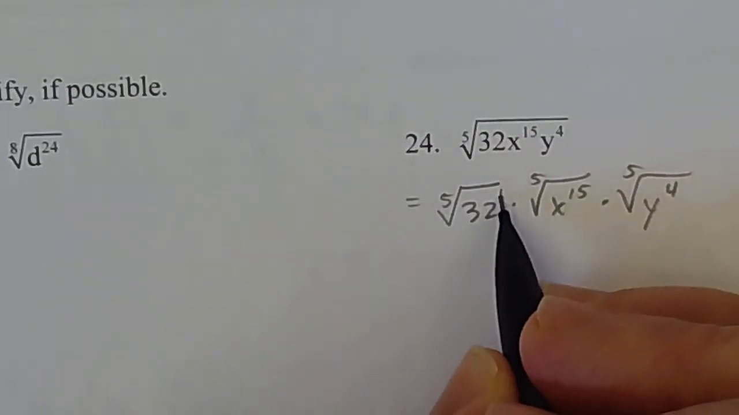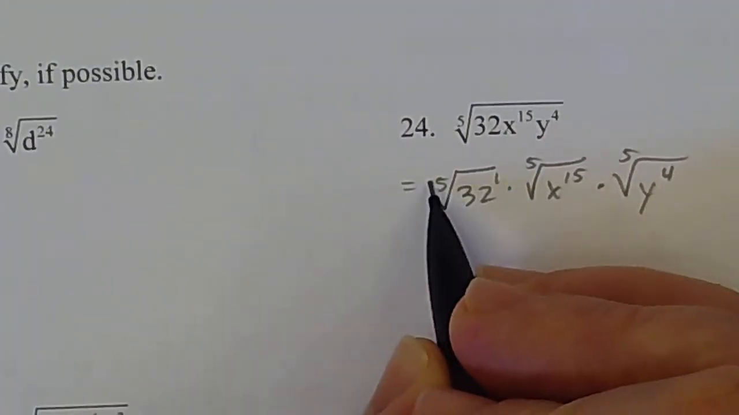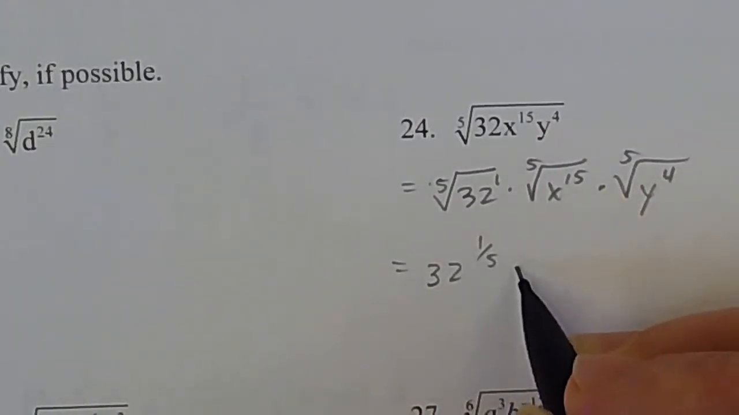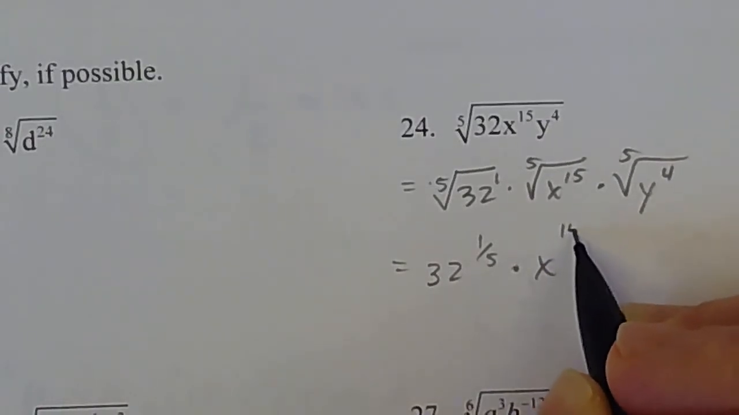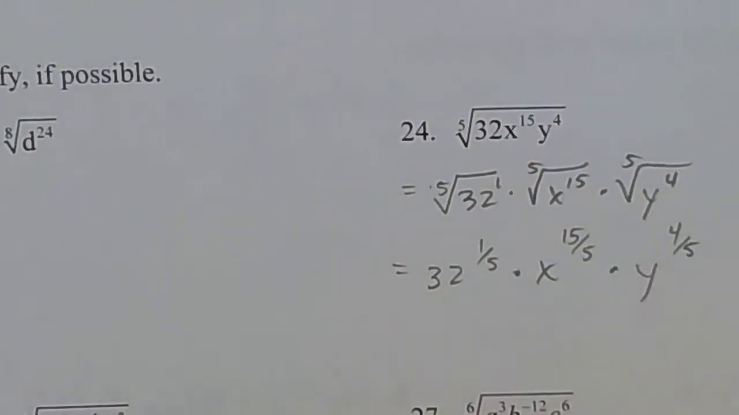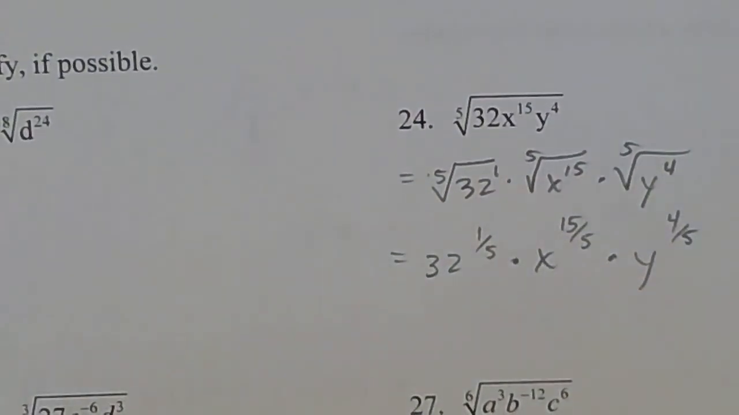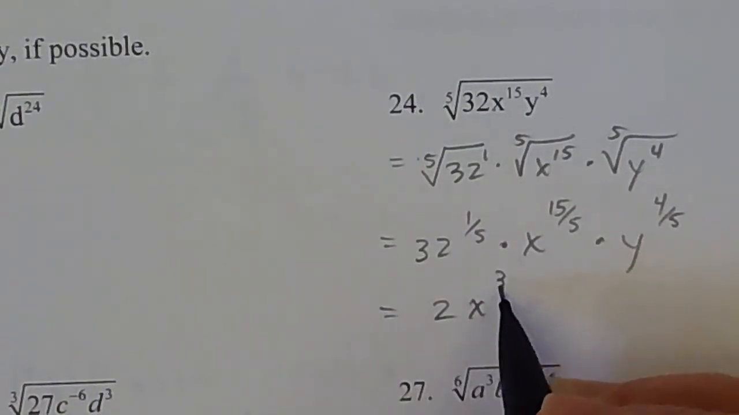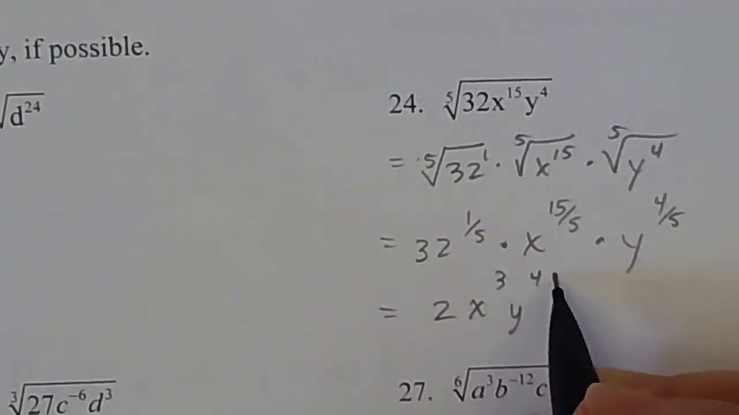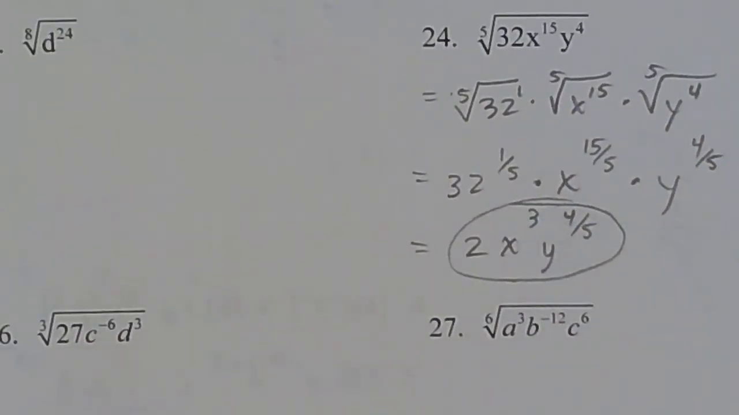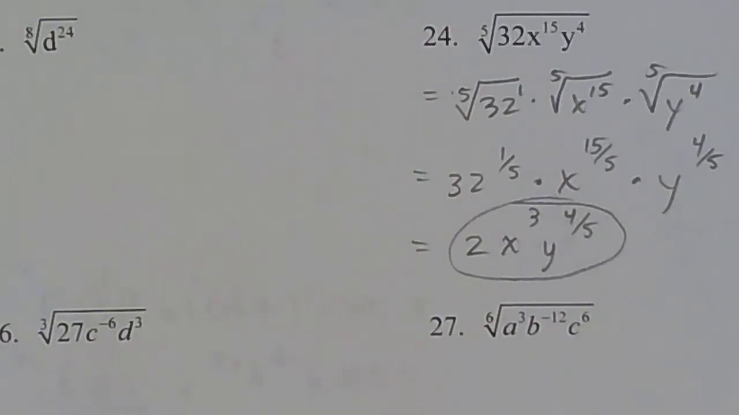So 32 has an exponent of 1, so it's 1/5. This one's going to be 15 over 5. And this one's going to be y to the 4/5. What can we simplify? 32 does have a 5th root. It's 2. So I've got 2. This reduces to x to the 3rd power. Y, I'm going to have to just keep it as a fraction. Okay, you try 23 and 25 to wrap it up.